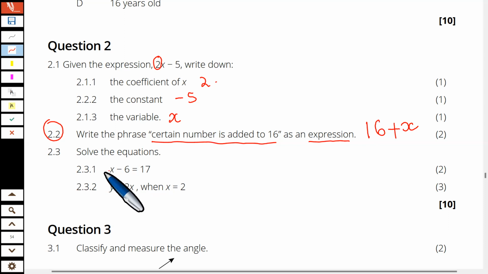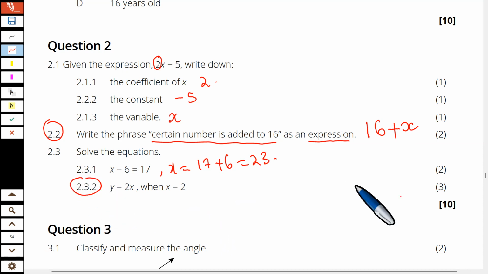An expression. Solve the following equations. Let's solve this one here. So to solve this one here, you have x is equal to 17. Then you transpose the 6. It becomes a plus. What is 17 plus 6? It is 23. You agree? Okay. Yes. Now, please, I'm giving you 3 minutes to solve this one. y equals 2x. When x equals 2, you need to solve the equation. What is the answer to 2.3.2? I'm giving you 3 minutes.